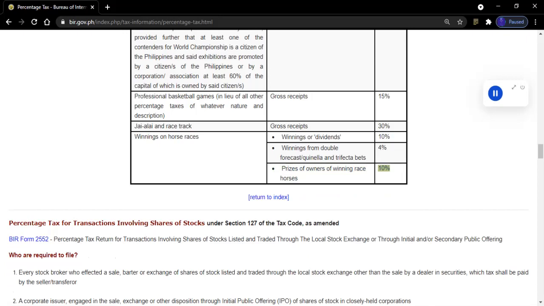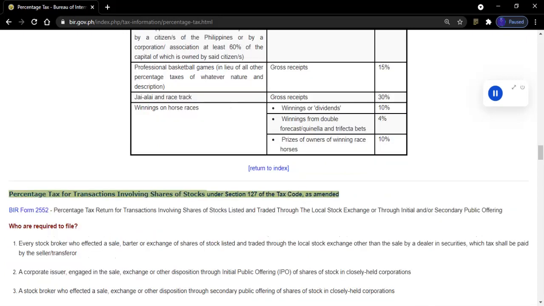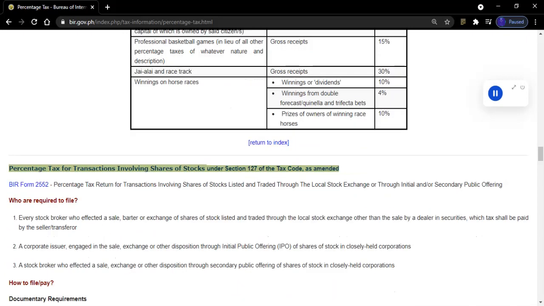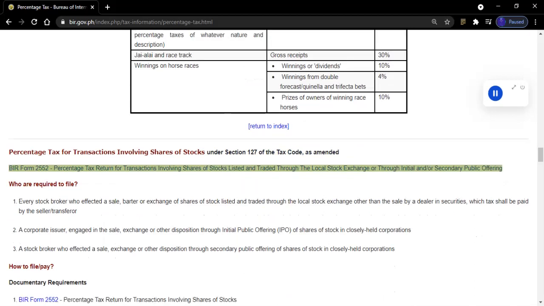Return to index. Percentage tax for transactions involving shares of stocks under Section 127 of the Tax Code, as amended. BIR Form 2552, percentage tax return for transactions involving shares of stocks listed and traded through the local stock exchange or through initial and/or secondary public offering.